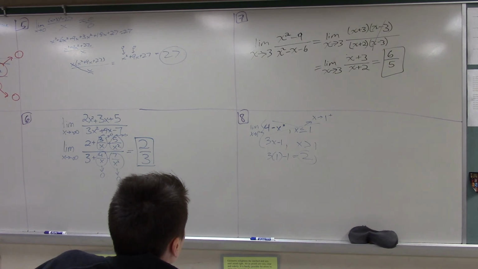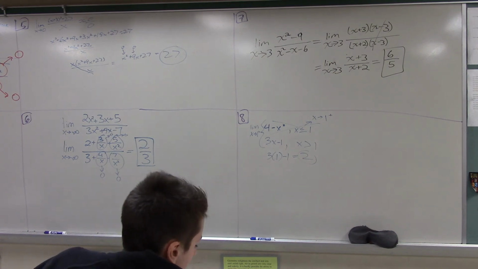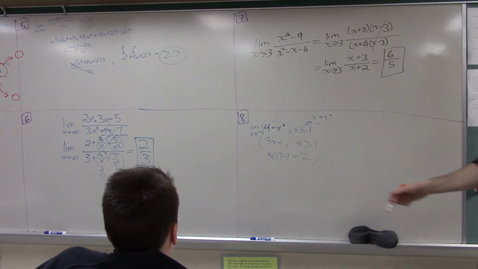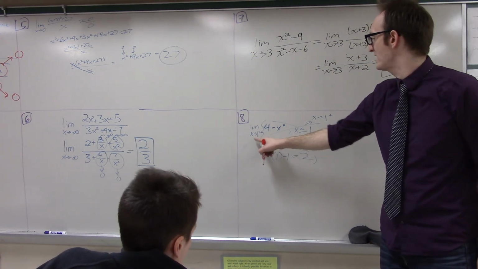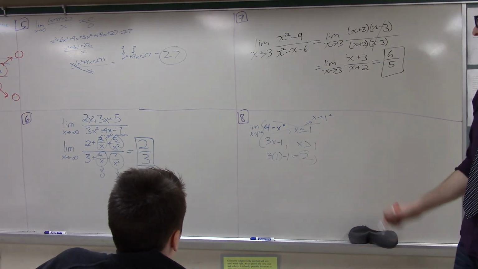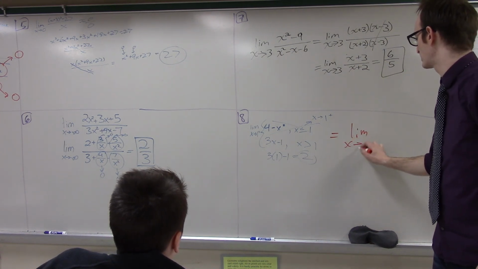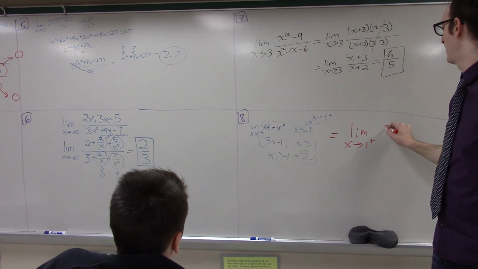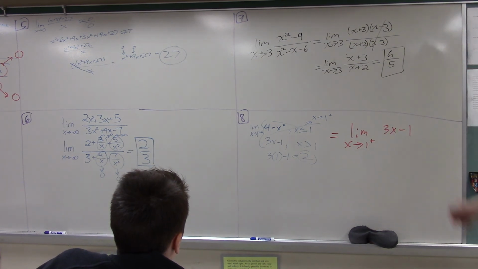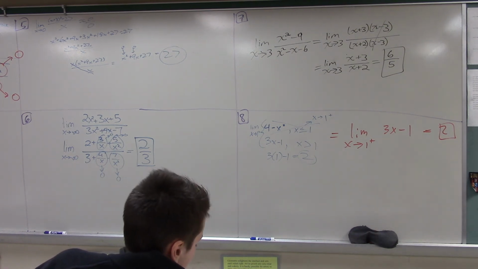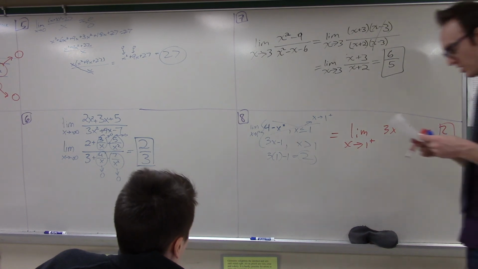Number 8, what is this? What's going on here? Oh, there's some weird piecewise function, but since we're taking the limit as x is approaching 1 from the right, the left piece becomes irrelevant, and so this might as well be just the limit as x approaches 1 from the right of 3x minus 1. And that is just 2. So, great. Okay, you're going to do the rest of this for homework.